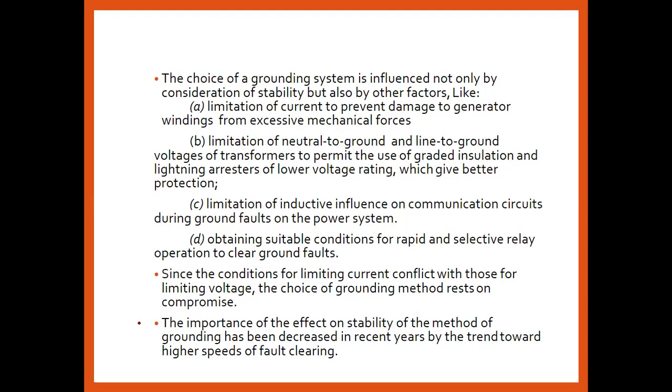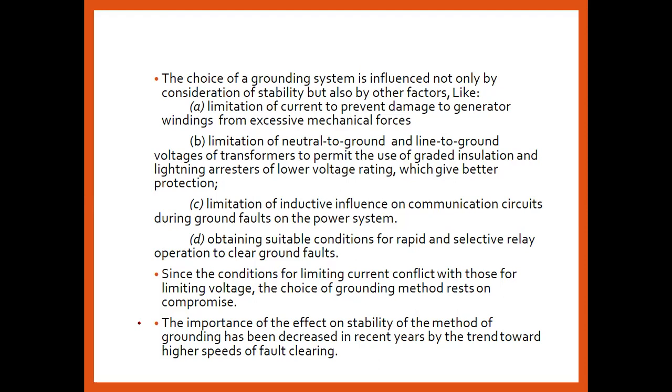Okay, since the condition is limiting the current, to limit the fault current there are several solutions. Out of them grounding is one solution, but better than grounding are relay operation, communication circuits, voltage transformers, graded insulation, or lightning arrestors. These are better solutions as compared to the grounding effect. Thus, with the conditions of limiting the current and limiting the voltage, the choice of grounding is stressed to a compromise. Okay, thus the importance of the effect of the method of grounding on stability has decreased, owing to the trend towards high-speed fault clearing.